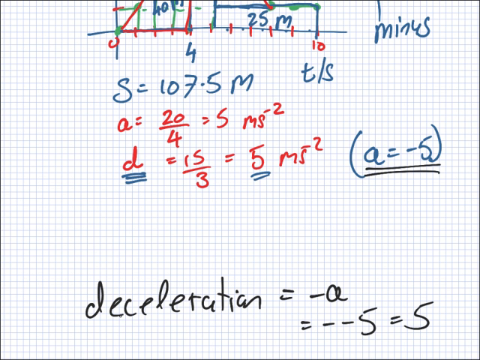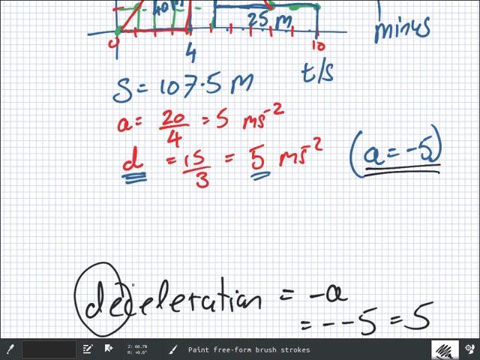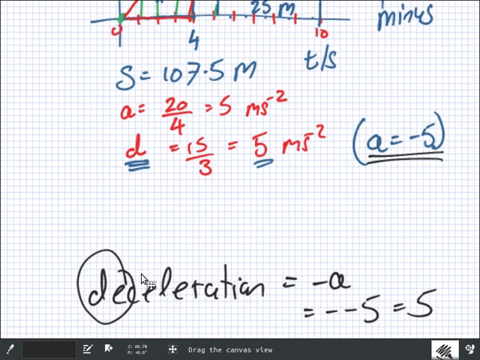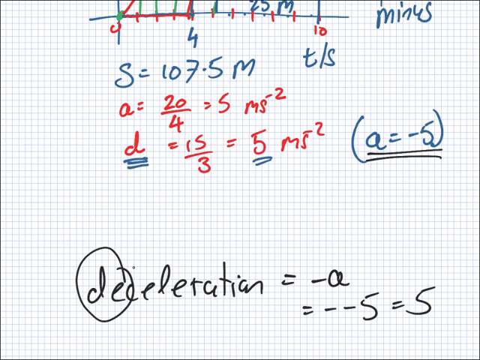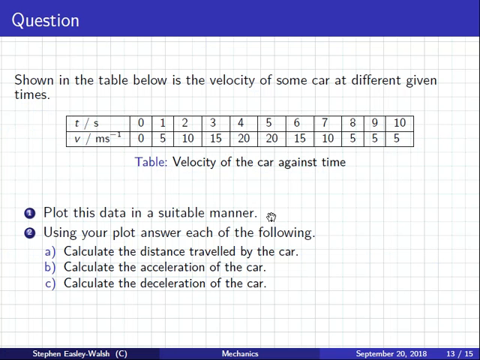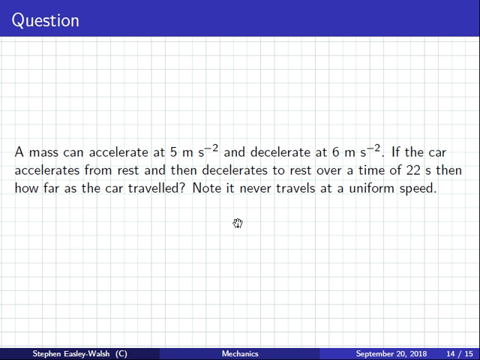Deceleration is 5. Yes. Means the acceleration is minus 5. You can think about it like this: d equals minus a. Okay, that's all for this question.